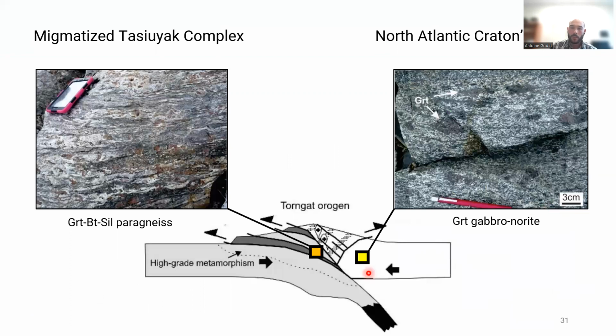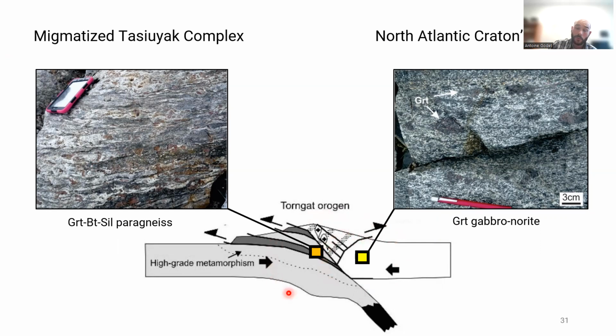If we look at them on a schematic cross-section that I took from Wardle's paper, this is how it looks. Migmatized tectonic complex, supracrustal garnet-bearing, sometimes sillimanite, a little bit of biotite, sometimes orthopyroxene paragneiss. And this is what we sampled in the margin of the North Atlantic Craton. It's a garnet-bearing gabbronorite.